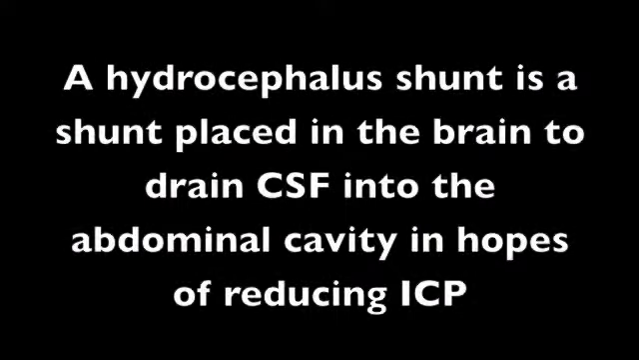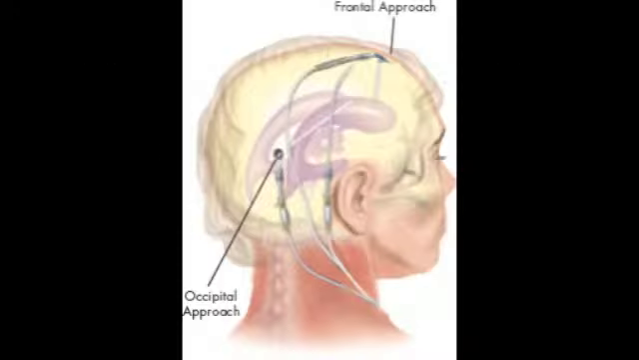This is a picture of a child with hydrocephalus. As you can see, there's an accumulation of fluid in the brain which is causing her abnormally shaped head. This is increasing her intracranial pressure. A hydrocephalus shunt is a shunt placed in the brain to drain cerebral spinal fluid into the abdominal cavity in hopes of reducing intracranial pressure.